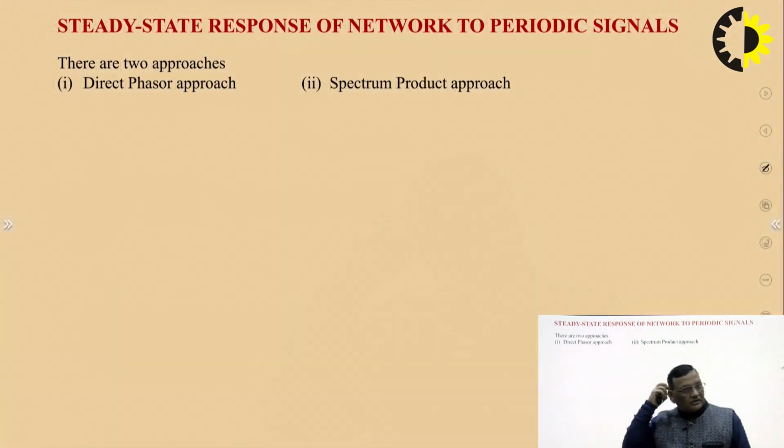Broadly, the approaches used to find the steady state response are classified into two. One is the direct phasor approach and the second is the spectrum product approach. In the direct phasor approach, we convert the circuit or network into phasor format and carry out the calculations in phasors, and in the last we come back to the time domain.